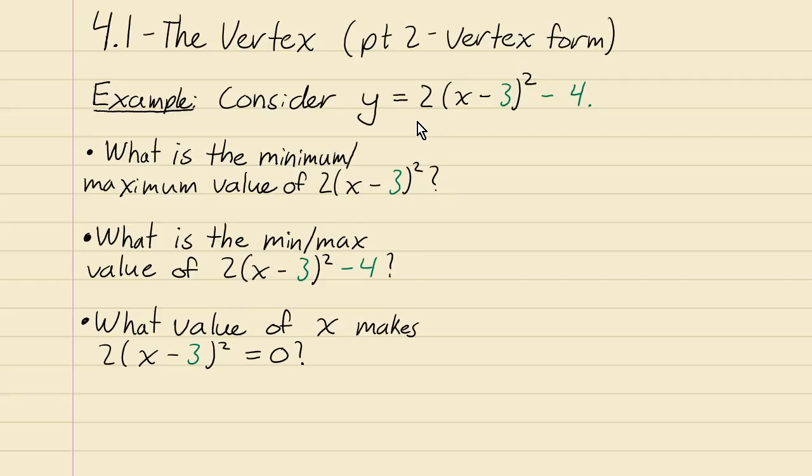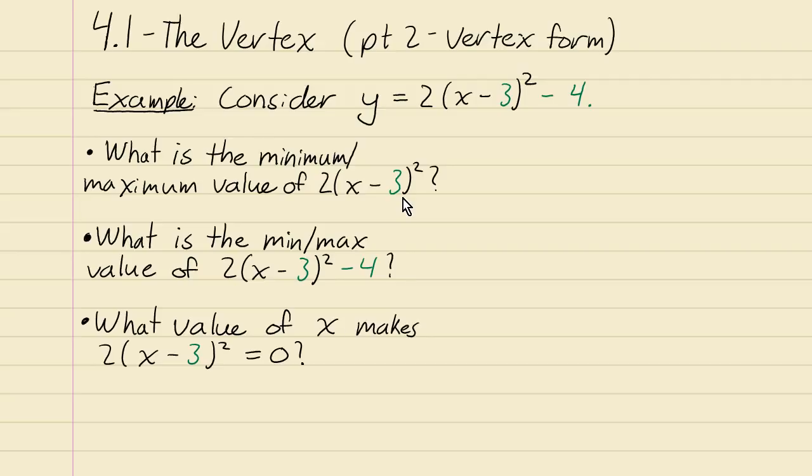And this is the kind of analysis that I don't expect you to be able to do on your own right now, but by the time you get to calculus, you're going to be doing this kind of thing with equations. So, first thing I want to think about is the 2 times x minus 3 quantity squared. What is the minimum or maximum value of that whole thing?